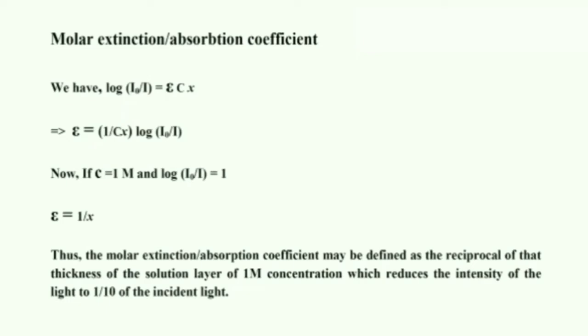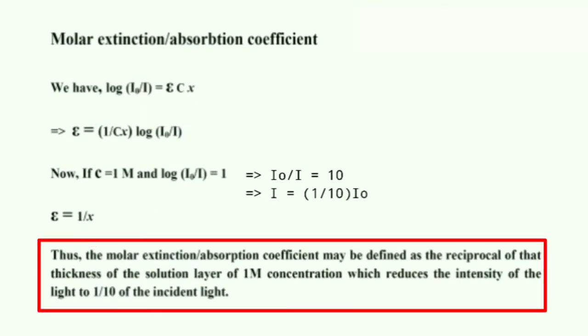Now let us define what is molar extinction coefficient. So we have log of I0 by I equal to epsilon Cx, from which we can write epsilon equal to 1 by Cx into log of I0 by I. Now if we write C equal to 1 molar and log of I0 by I equal to 1, then epsilon equal to 1 by x. So thus the molar extinction coefficient may be defined as the reciprocal of that thickness of the solution layer of 1 molar concentration which reduces the intensity of the light to 1 by 10 of the incident light.